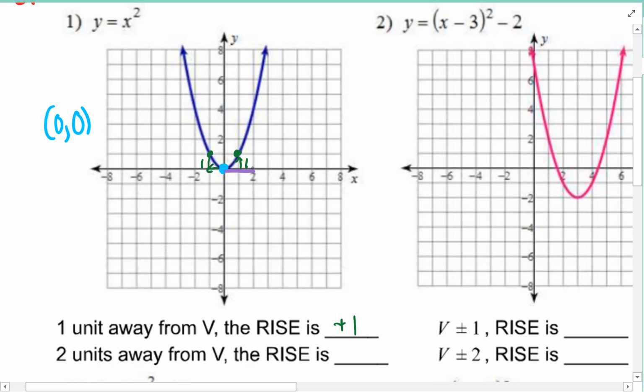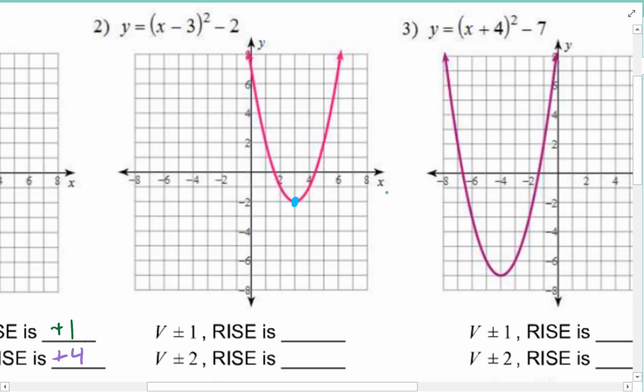2 units away from the vertex, how much do we rise? 1, 2, 3, 4 units. And if I go 2 units to the left from the vertex, we rise 4 units. 2 units away from the vertex, the rise is +4.